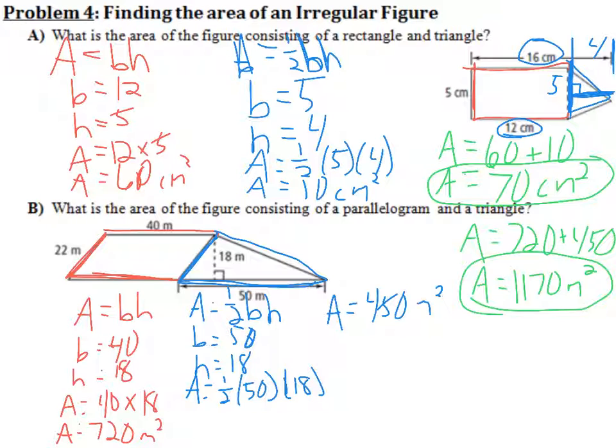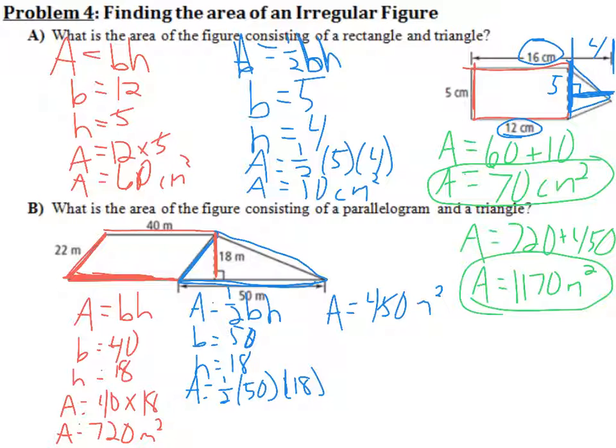Okay, so as you can see, this figure is made up of a parallelogram and a triangle. So to find the area of the whole thing, we take the area of the parallelogram and then the area of the triangle, and we add them together. So for the parallelogram, I chose a base of 40, which is this length here, and the height of 18, which is this length over there. Multiply them together and I get 720 square meters.